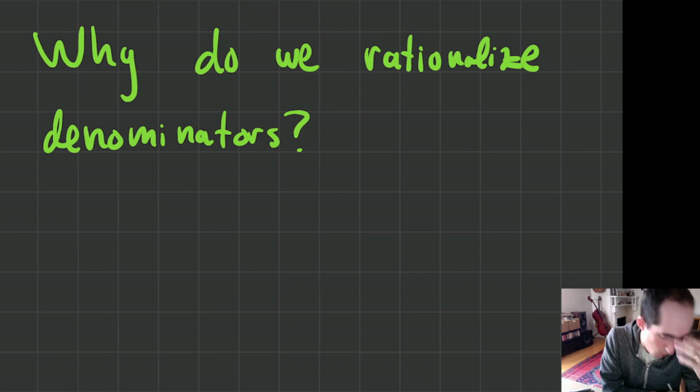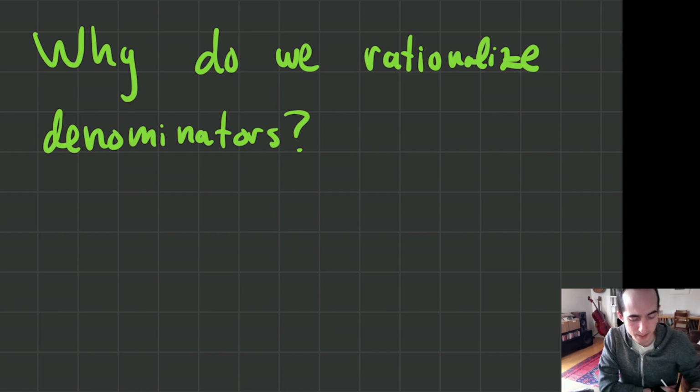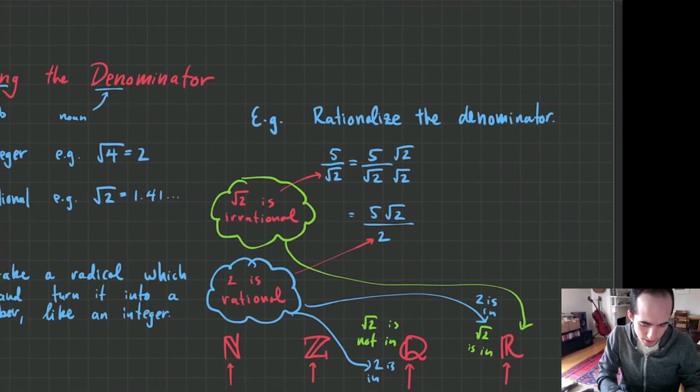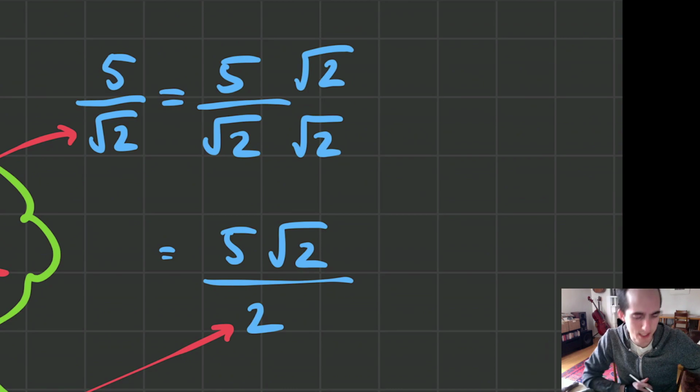Okay. So why do we rationalize denominators? What's the point of this? Because if you really look at what we did over here, we didn't really do anything, right?